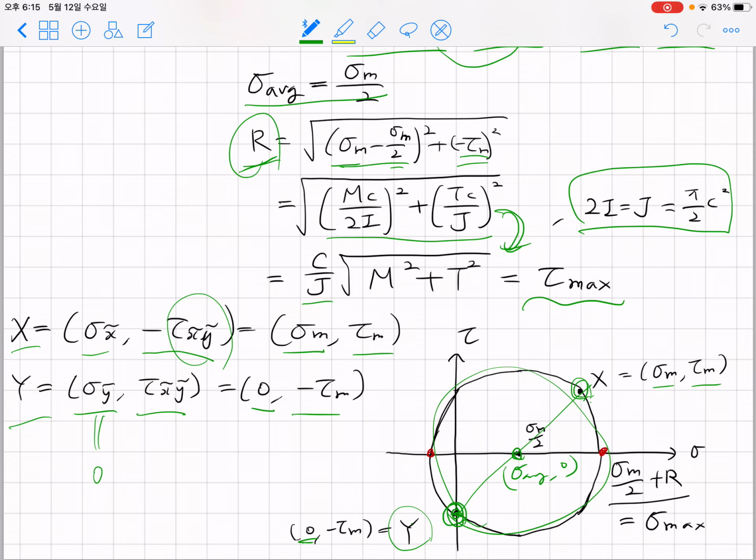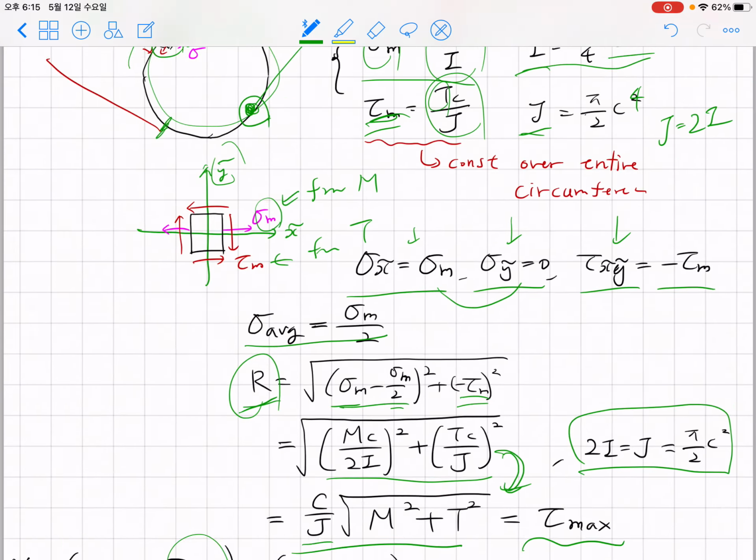And what we have found is that this is the first principal stress, which is the average stress plus the radius of the Mohr circle, and this is sigma average, which is sigma m over 2, minus R as the second principal stress. Okay, so this is the in-plane analysis.